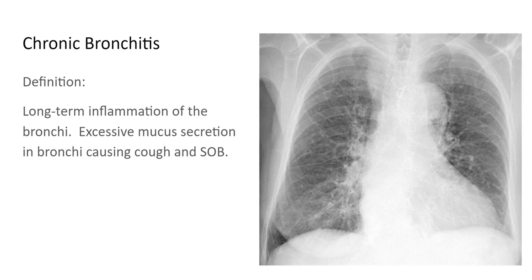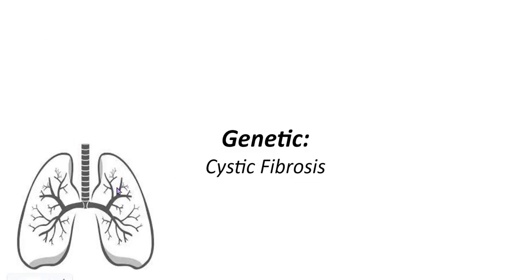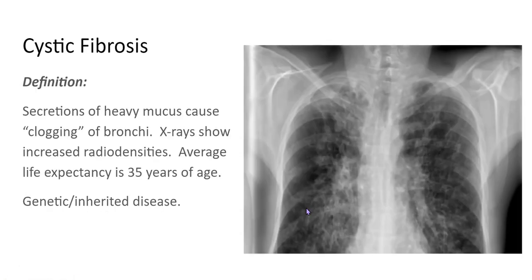As I said, there are certainly more, but I want to go on next to discuss a genetic lung disease, specifically cystic fibrosis. Cystic fibrosis is the most common genetic or inherited lung disease, and it is a condition in which secretions of heavy mucus clog the bronchi and the bronchioles. Now, this may be evident on chest x-rays as increased radiodensities, which you can see here.